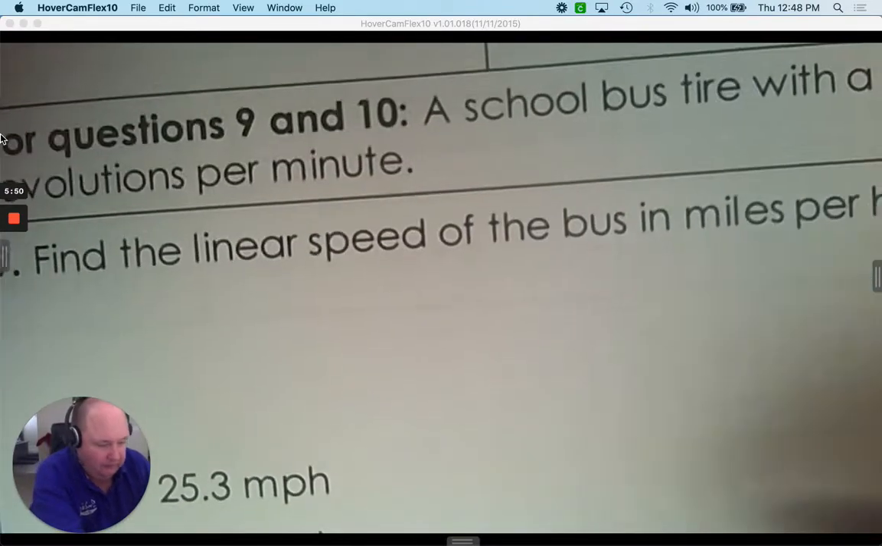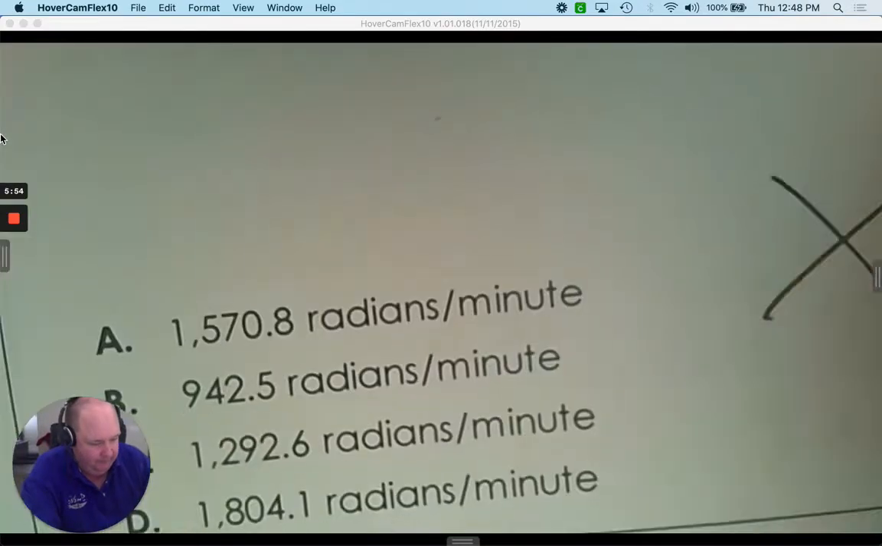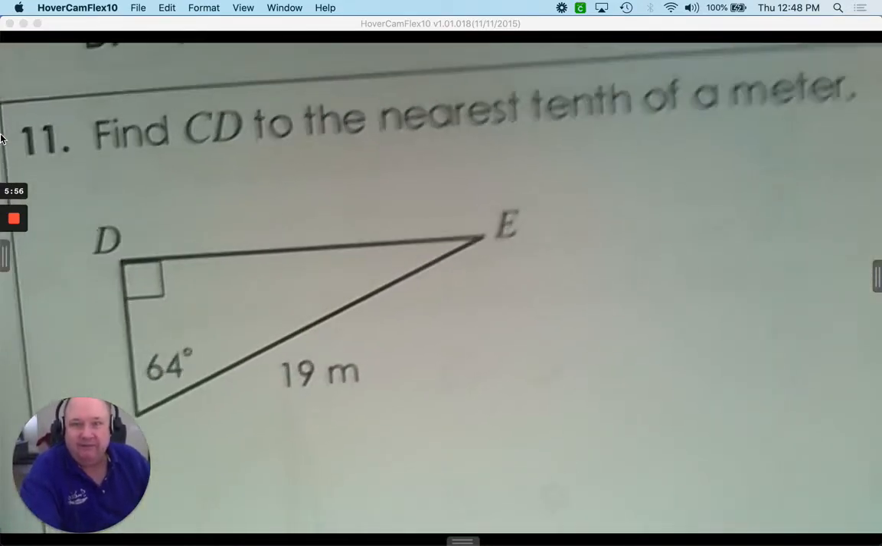Number 9, I didn't teach you about linear or angular speed, so I'm not going to worry about it. So we'll pick it up on number 11.